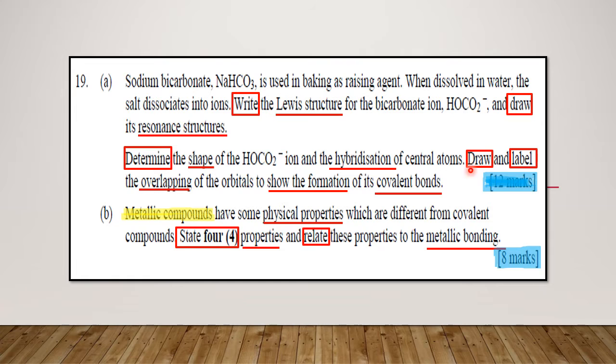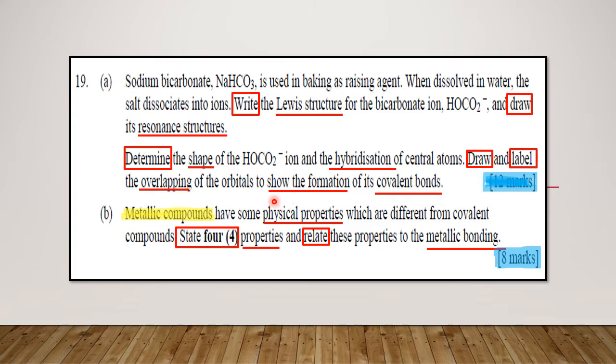Determine shape and hybridization. Next, draw and label. So there are 2 words. You have to draw and label the overlapping of the orbitals to show the formation of its covalent bond. So in this question, we do not need to explain in detail because it is just draw and label.